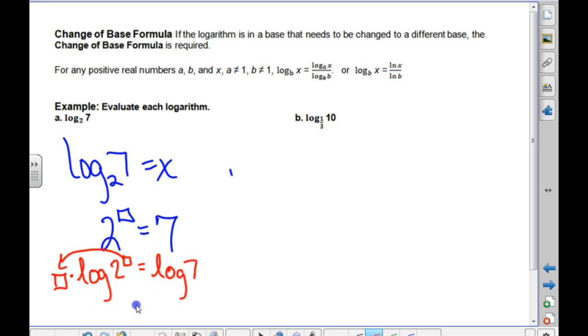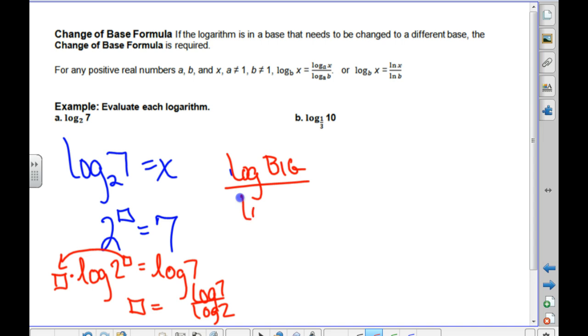And then we would divide. So we would say whatever that is, it's really the log of 7 divided by the log of 2. That's the change of base formula. It says the log of x divided by the log of b. Okay, is this version right here, but I always just remember it as the log of the big number divided by the log of the little base number.